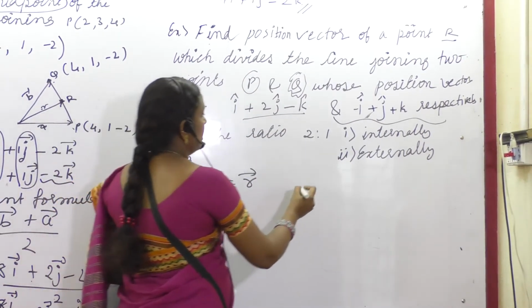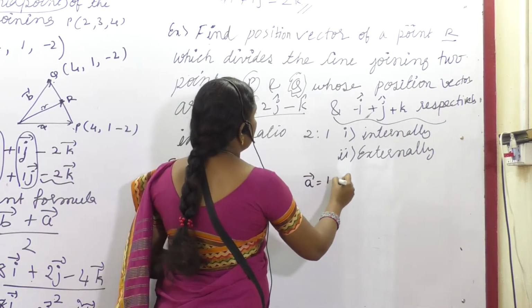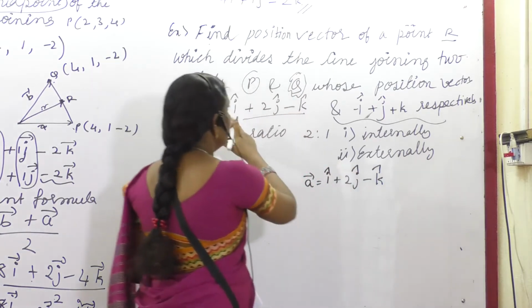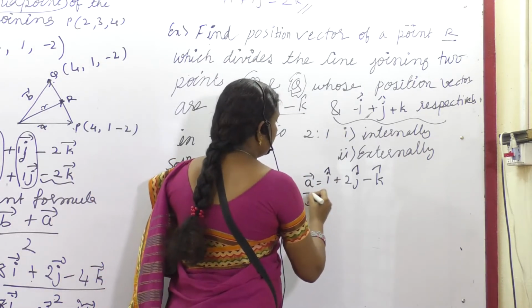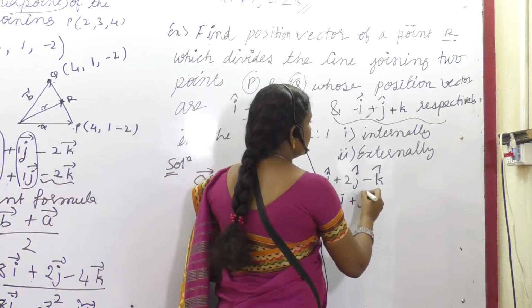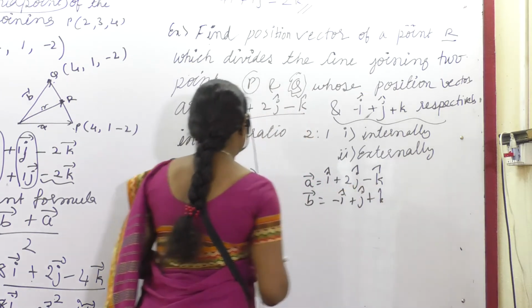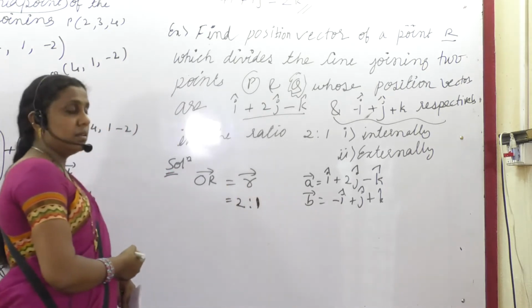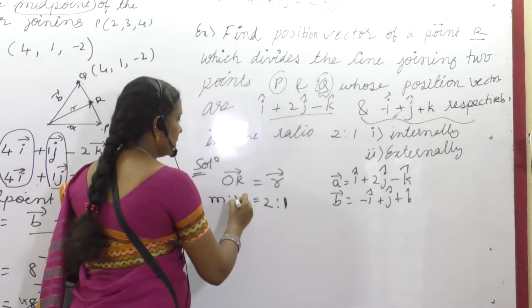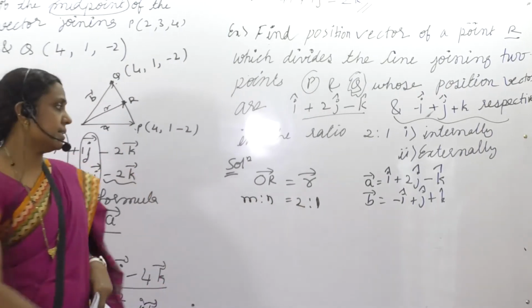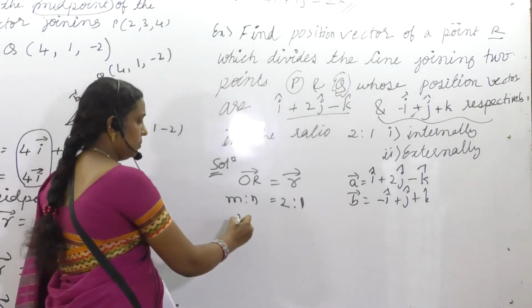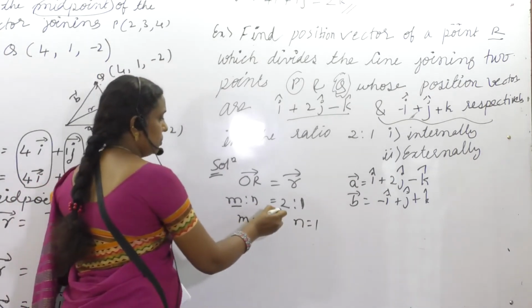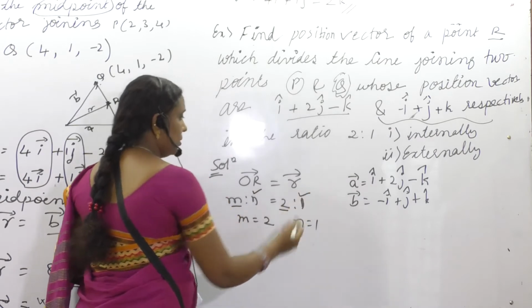Position vector of P means what? A. A is given. i 2j minus k. Okay. Next, second, B is given. Minus i plus j plus k. Next, ratio is given. Check with this. 2:1. So what is the ratio? m:n. This is what we are taking in the formula. So let us compare with m:n. m is 2 and n equal to 1. Am I right? m is 2 and n equal to 1.